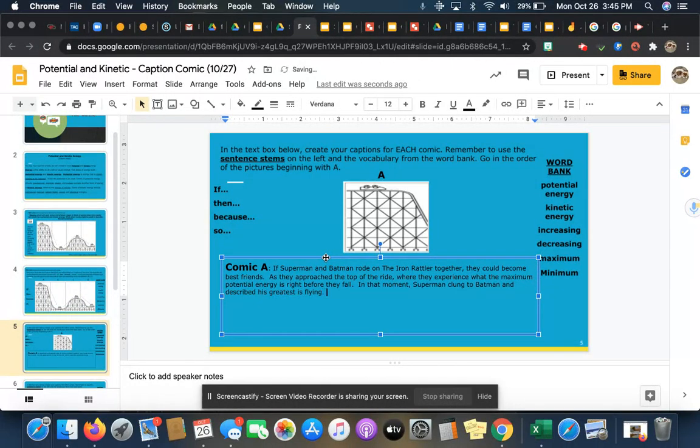Which is kind of funny because Superman flies, right? You would think he's not really that scared. But like I said, I'm just being fun and creative. Now, I'm not going to tell the whole story, but if I go through and read this, it says, if Superman and Batman rode on the Iron Rattler together, they could become best friends. As they approach the top of the ride where they experience the maximum potential energy, I'm going to highlight that and underline it.